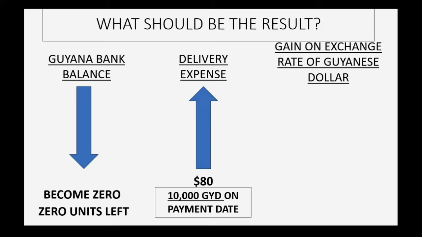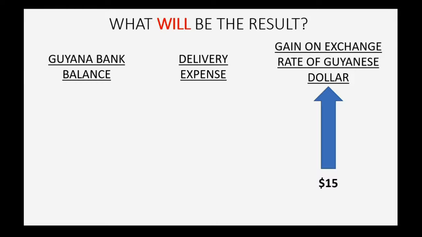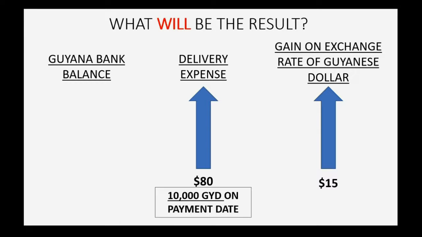And the gain on the exchange of the Guyana dollars should increase by 15 and make it, I think, 26.30 or whatever it was when we did it properly in the prior video. However, what will be the result? Well, the delivery expense or whatever service you pay for must increase by the US dollar value of the service at the moment you paid. And you paid all 10,000 Guyana dollars, and that's why it goes up by $80. You're paying all of the Guyana dollars in the account.